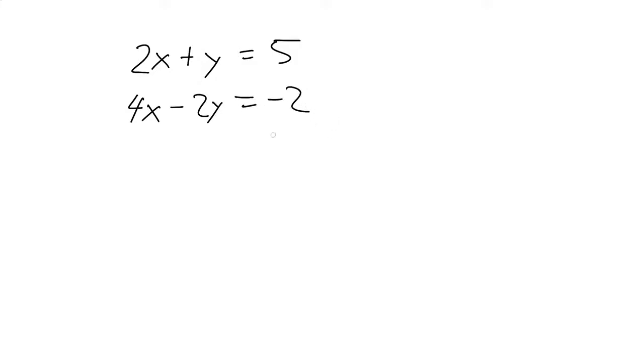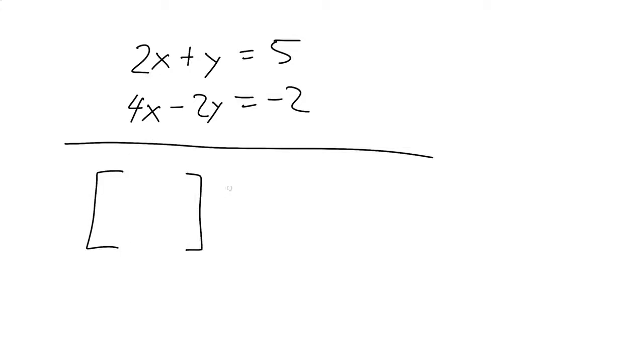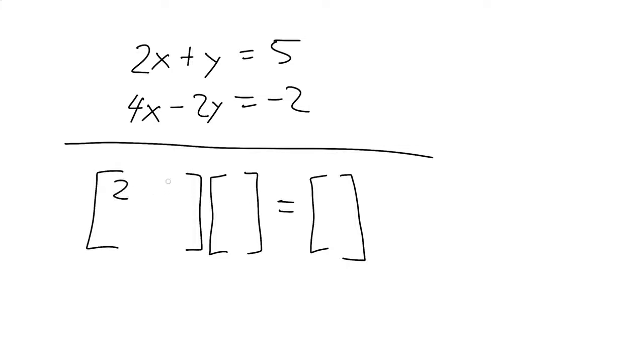Okay. We know we can go through all the algebra to do it. But I want you to consider this. I'm going to make a little matrix here, and I'm going to make a vector here, and I'm going to make this equal to another vector here. I'm going to write 2, 1, 4, negative 2. And I'm going to write 5, negative 2 over here. And I'm going to write x and y right here.